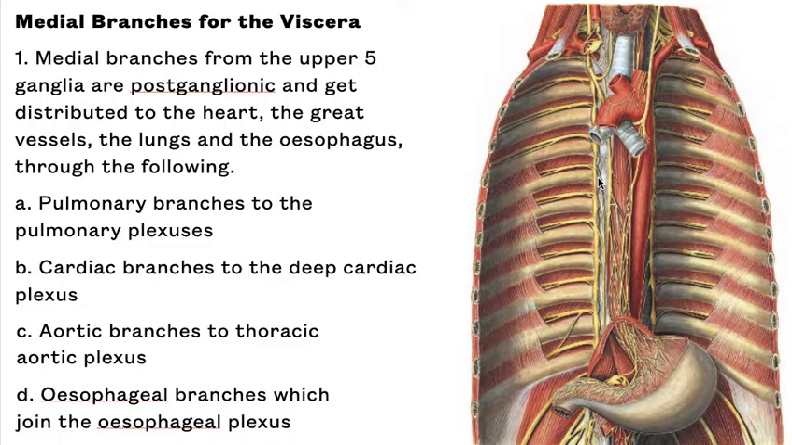Medial branches to the viscera. The medial branches from the upper five ganglia are postganglionic and get distributed to the heart, the great vessels, the lungs, and the esophagus through the following: the pulmonary branches to the pulmonary plexus, cardiac branches to the deep cardiac plexus, aortic branch to the thoracic aortic plexus, and the esophageal branch to the esophageal plexus.